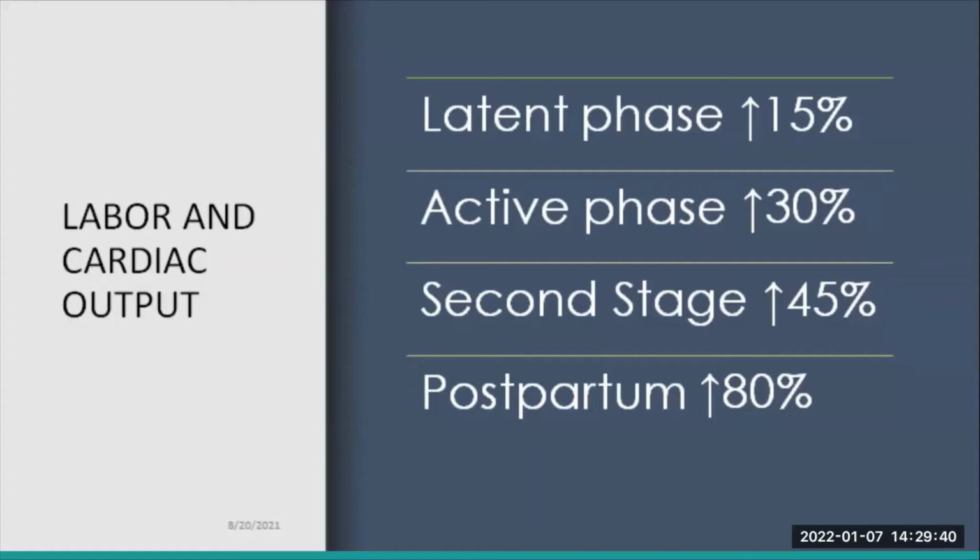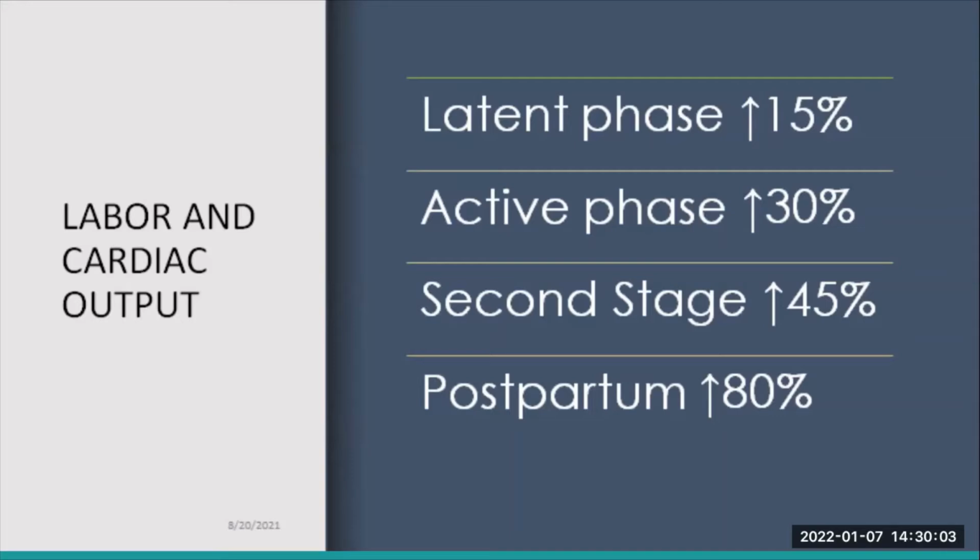During the second stage of labor, where we have the delivery of the fetus, we have about a 45% increase in cardiac output. Of course, there is increased metabolic rate and increased oxygen consumption, and to be able to meet all of those demands, the cardiac output has to increase.